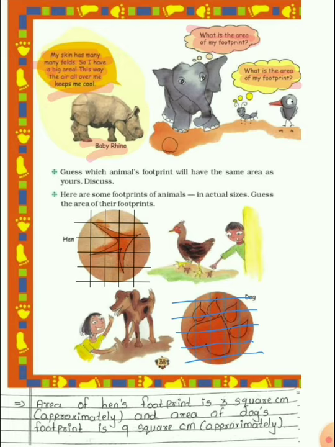Next one is, here it is given, guess which animal's footprint will have the same area as yours. Just think about it. Okay, we just have to guess it. Imagine, we cannot do anything practically. Okay, here are some footprints of animals in actual size. Guess the area of the footprint. Okay students, here we cannot measure its area perfectly.